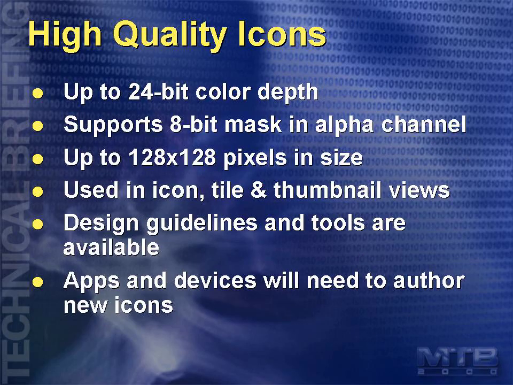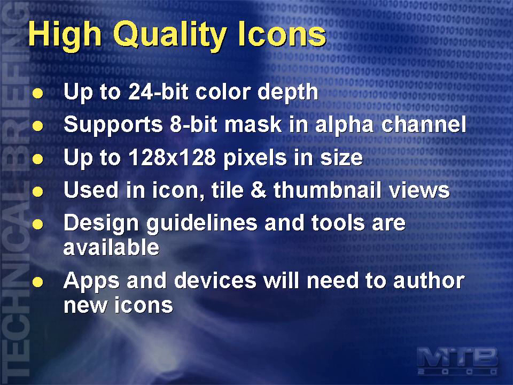So let's talk a little bit more about other aspects of the visuals for Whistler. We have high-quality icons now, up to 24-bit color depth, 8-bit masks, which means you can have transparencies and anti-aliased edges, up to 128 by 128 pixels in size. They're used very heavily in icon tile and a new thumbnail view, which I'll show you in a second.